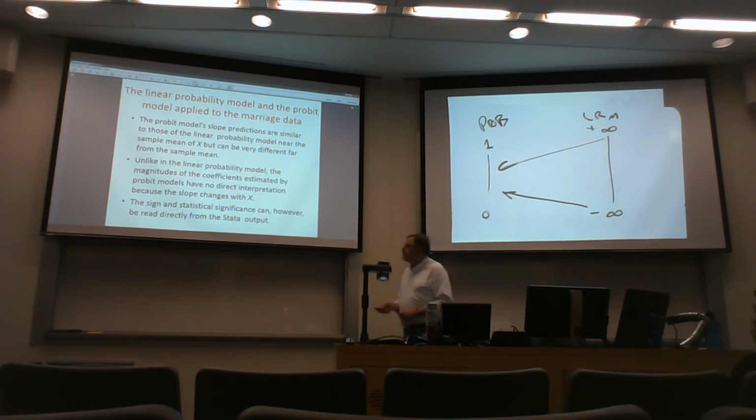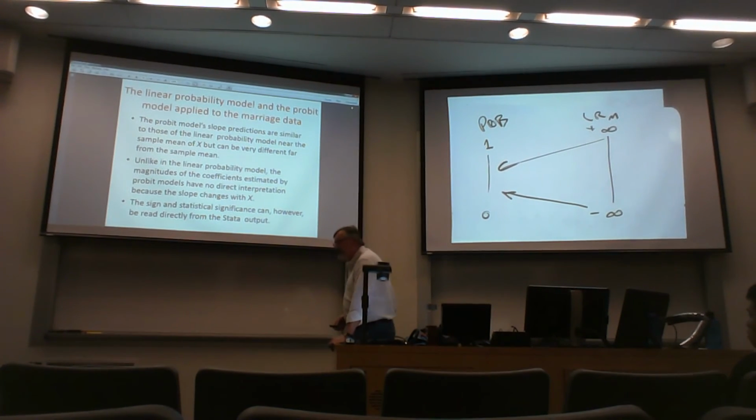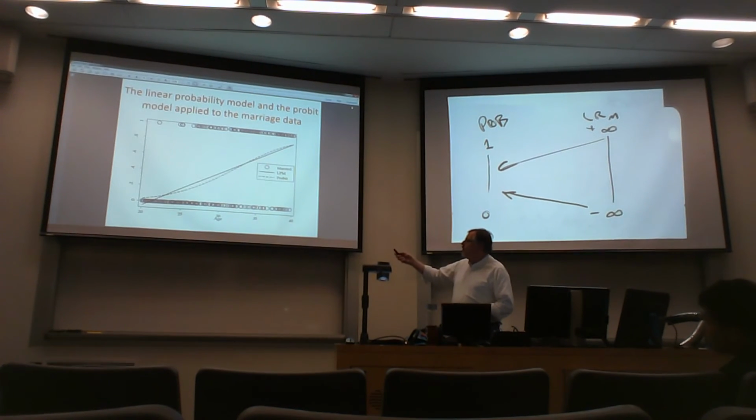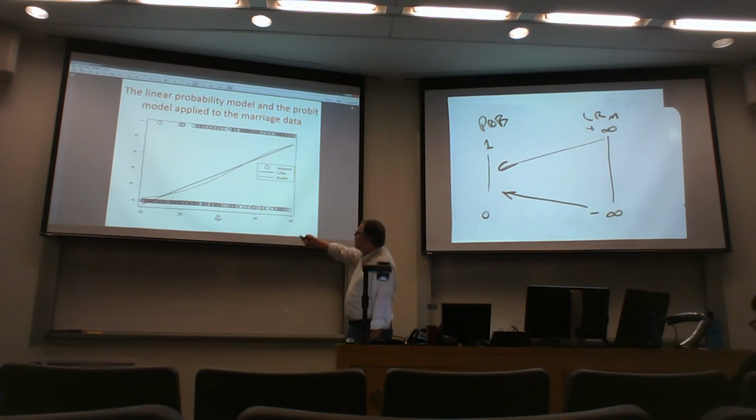So, interpreting the results, the coefficients, if you have more than one right-hand side variable, which you usually will, that gets even more complicated. Because the slope, remember, is not constant. Here, the slope looks like 0.7, something like that. But as you get down here, the slope shallows out. So the marginal effect is going to be different based on the age.